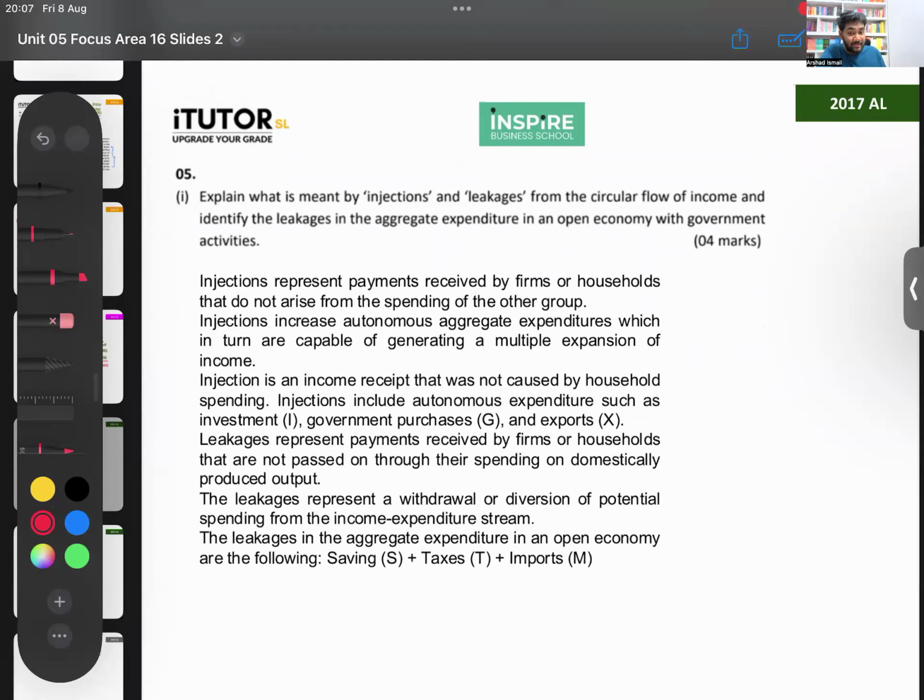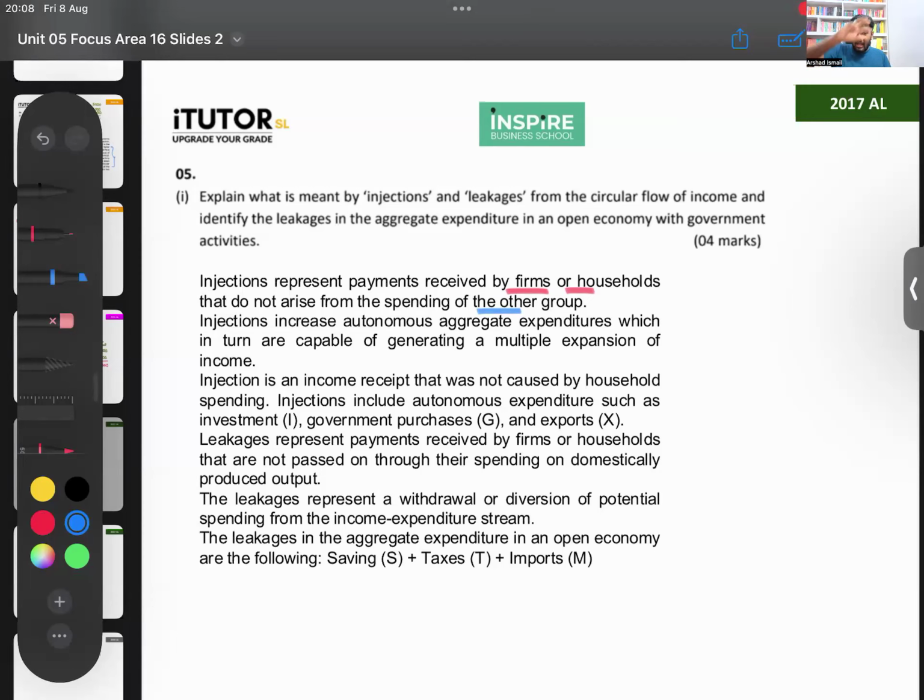What are injections? Injections is any money that comes into the circular flow apart from households and businesses, not from households and business firms, any money that comes from outside into the circular flow, that's what we call an injection. That's why here I'm saying injection represents payments received by firms or households that do not arise from the spending of the other group.